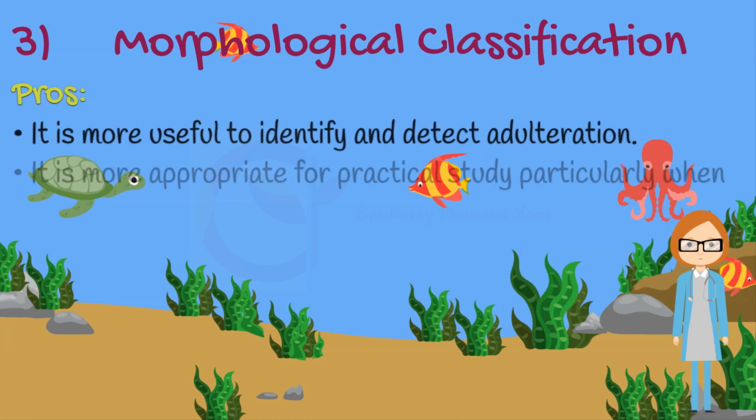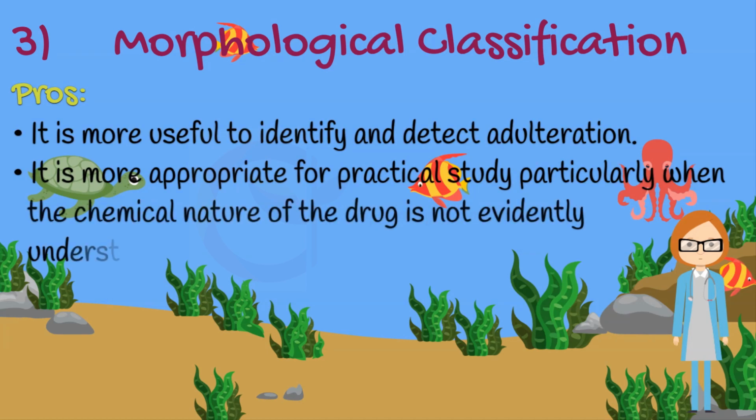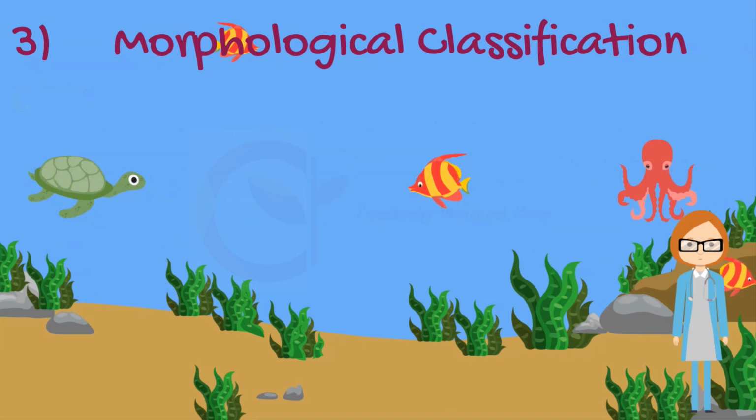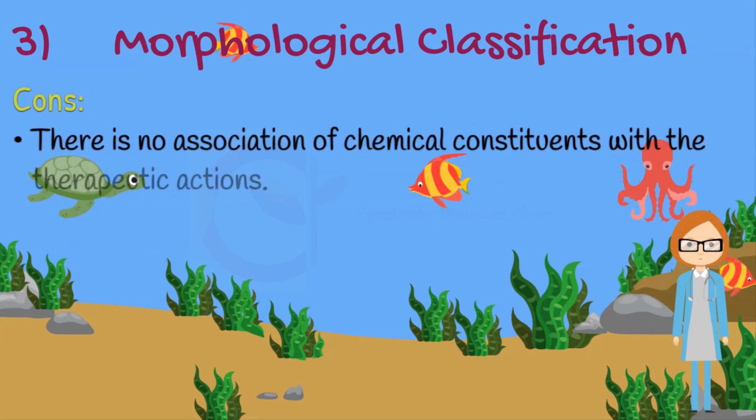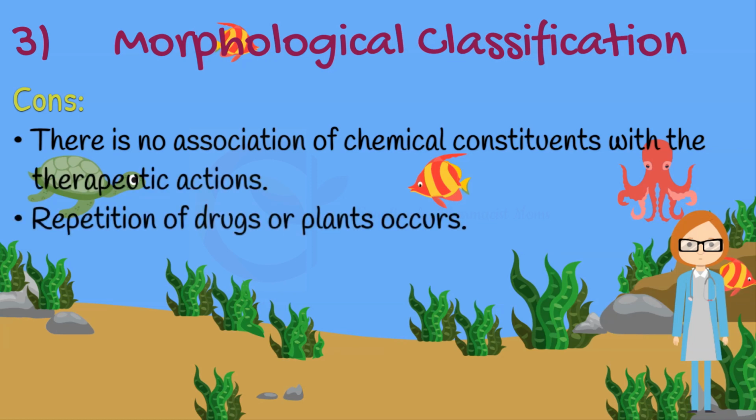Its merits include: morphological classification is more useful to identify and detect adulteration. This system of classification is more appropriate for practical study, particularly when the chemical nature of the drug is not evidently understood. Its demerits incorporate: the main drawback of morphological classification is that there is no association of chemical constituents with the therapeutic actions. Repetition of drugs or plants occurs.